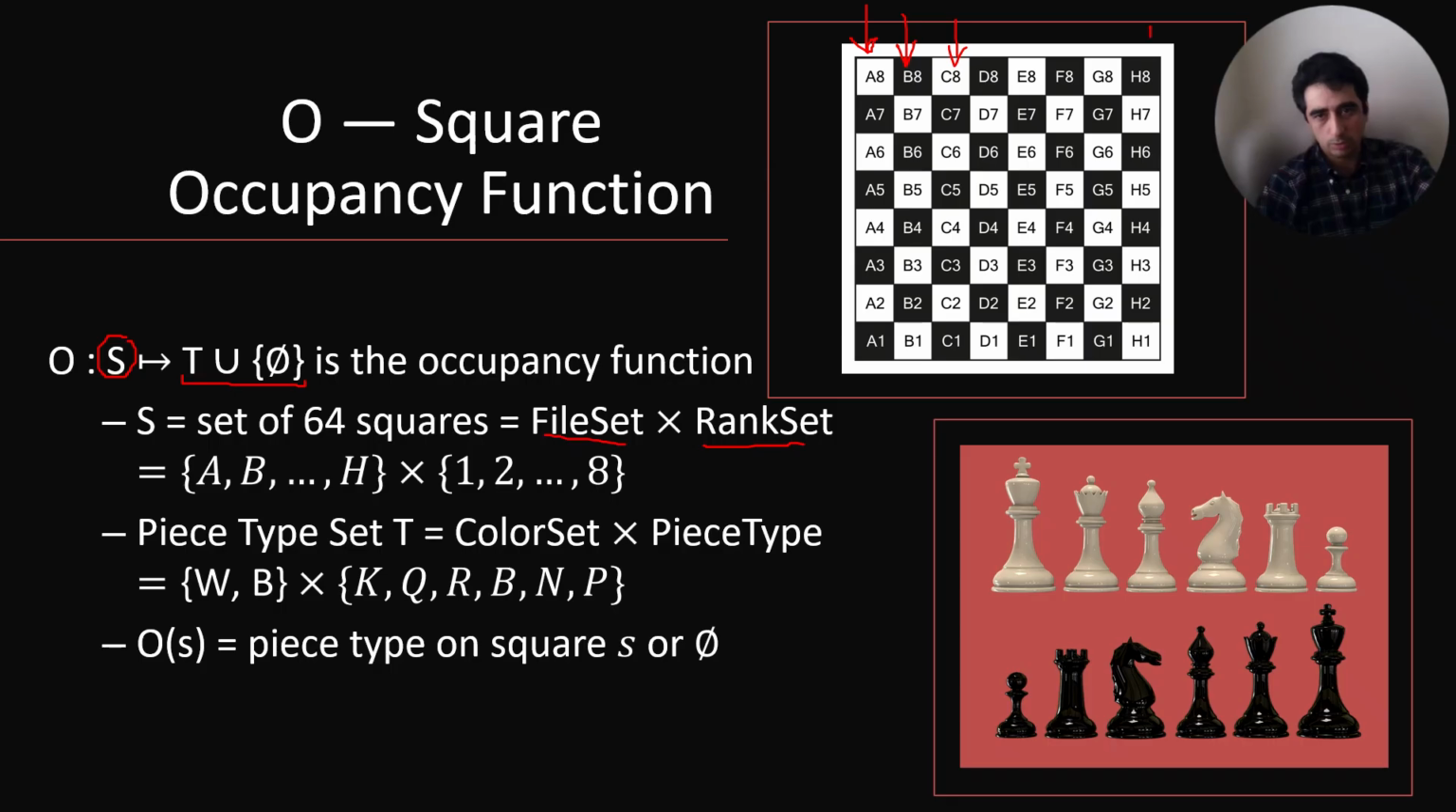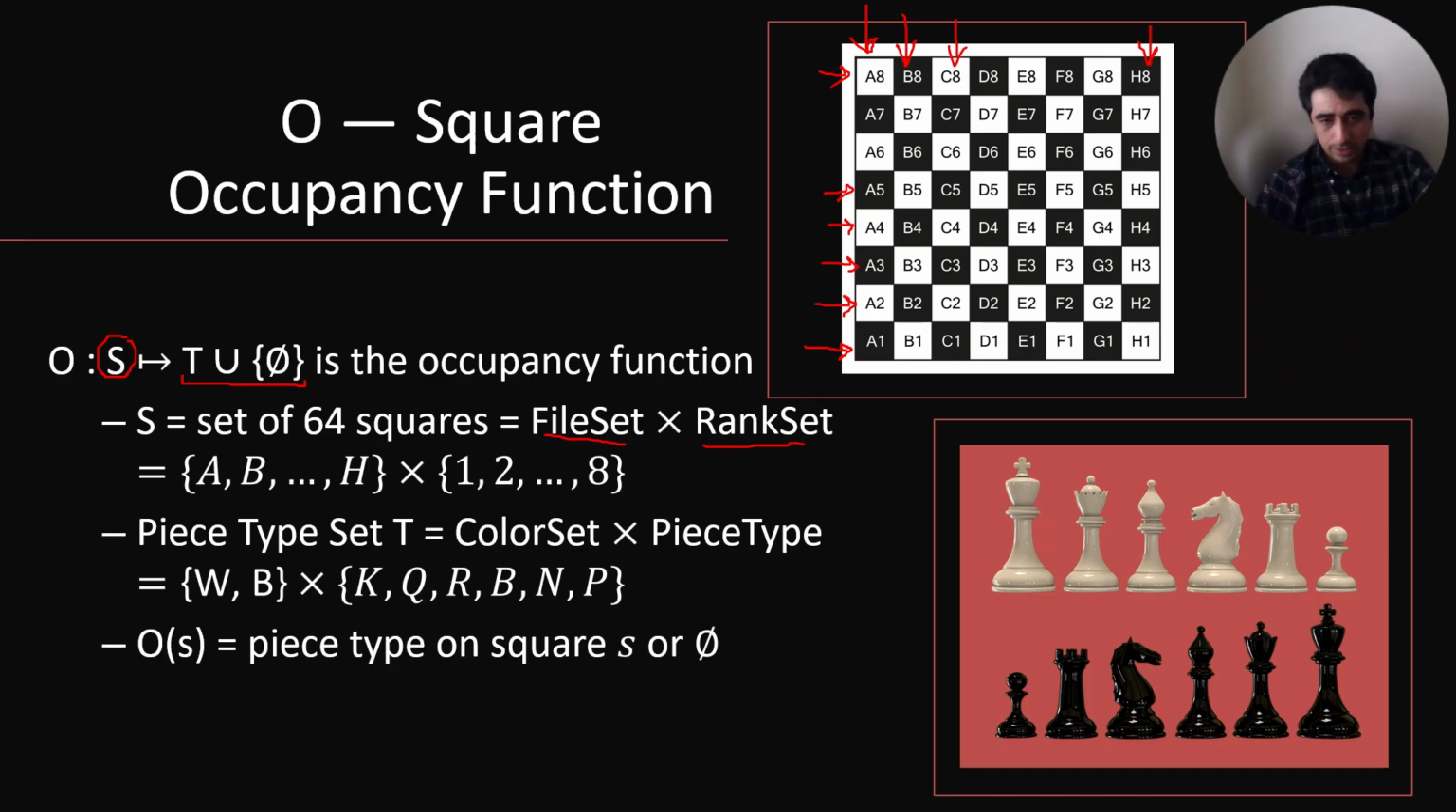We have 8 files from A to H, and ranks are basically the rows, or the horizontal arrays, that are labeled with numbers from 1 to 8. The white side starts from 1, the black side starts from 8.